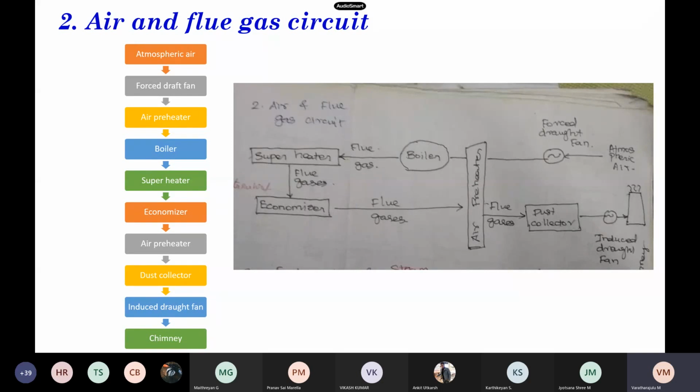Then once the fuel is burnt in the boiler and we have flue gas, the flue gas is sent to the superheater. In the superheater, the steam is converted into superheated steam. The low pressure, low temperature steam is converted to high pressure and high temperature superheated steam. For that, the heat source is flue gas, and then the flue gas is sent to the economizer, where we have the water flow. The water is preheated in the economizer before entering the boiler. Then the flue gas is sent to the air preheater.